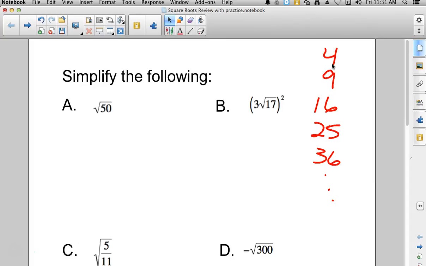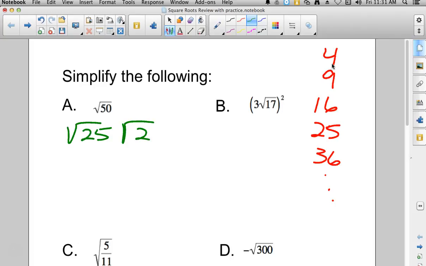So when we have the square root of 50, we're supposed to go through this list kind of mentally and find the biggest one out of those perfect squares that would divide nicely into 50. It's 25. So we write it as the square root of 25 times the square root of 2 because 2 square roots can be multiplied together, and this has to work forwards and backwards. So square root of 25 times the square root of 2 is definitely the square root of 50.